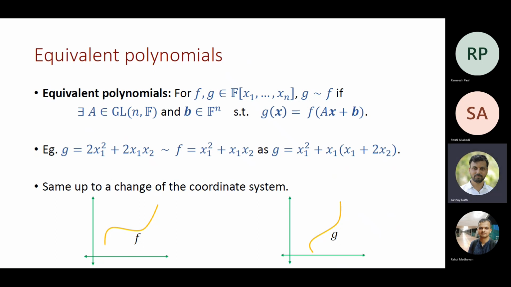Now, if we have two equivalent polynomials, they are essentially the same up to a change of the coordinate system of the underlying variables. So when I apply an affine transformation Ax plus b to the variable set x, what I'm just doing is changing the coordinate system of x. So for example, over R, the field of real numbers, if f looks like this, g would look something like this.